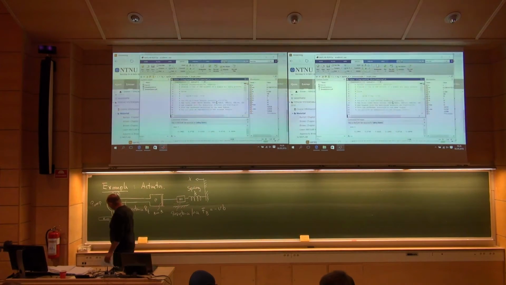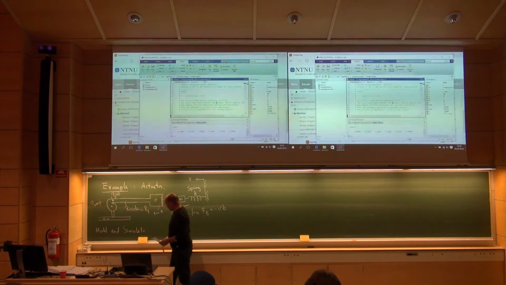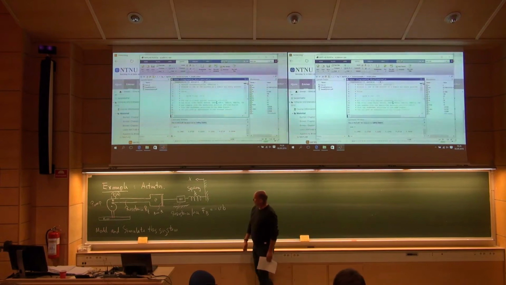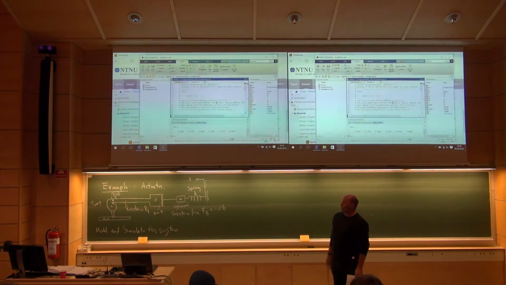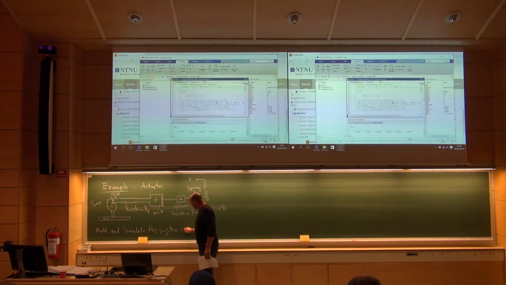So our task here: model and simulate this system. In other words, find the position of the mass for all times given an input function for the pressure. So find x of t for the mass.